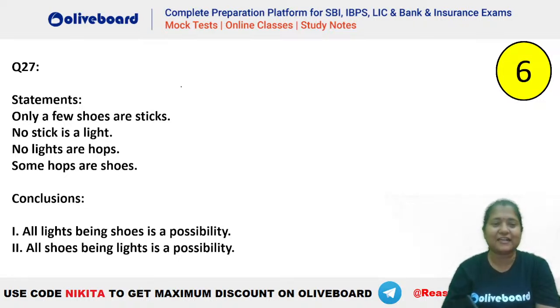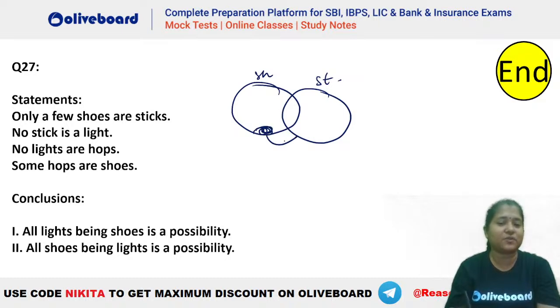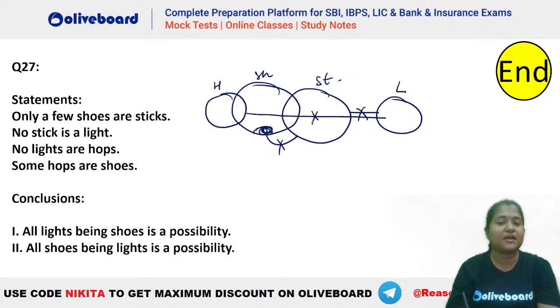Chalo, let's try, right? Let's draw the diagram here. Only a few shoes are sticks. That means some shoes are sticks and some shoes are not sticks, right? This is the diagram for the first one. Then we have no stick is a light. So no stick is a light will be something like this. No lights are hops and some hops are shoes, right? So you can see some hops are shoes will be like this and no light or hop will be like this, right? This is the diagram that we have.